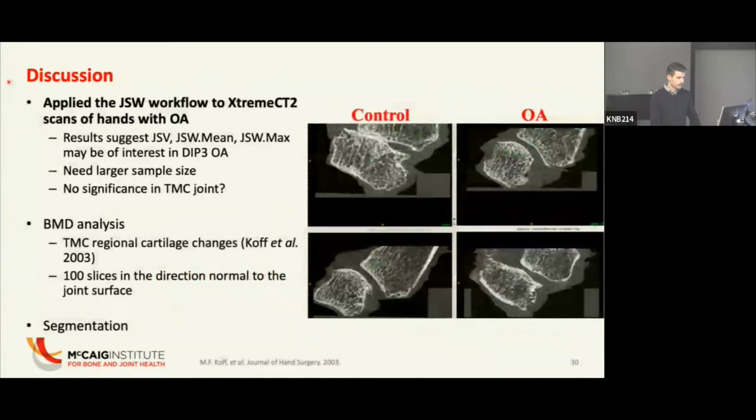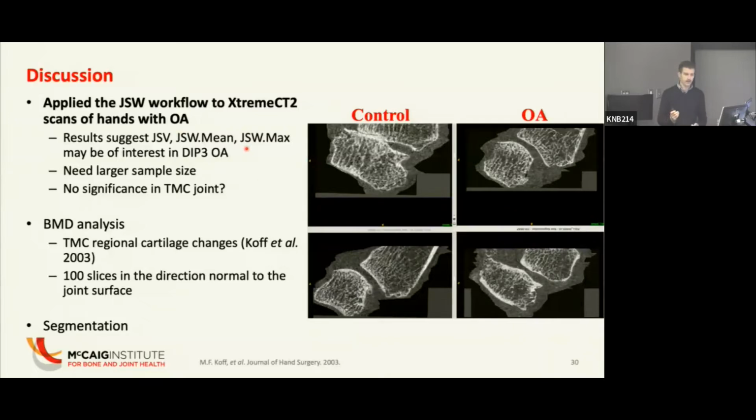So we applied this modified joint space width workflow to these osteoarthritic and control DIP and TMC joints. And what was really interesting, again, I'll highlight here, is that we found significance in our DIP3 joint for these following joint space width parameters. But it is interesting that we didn't see any significance really for our TMC joint, but that could be just due to the sample, the participants rather, that we had.